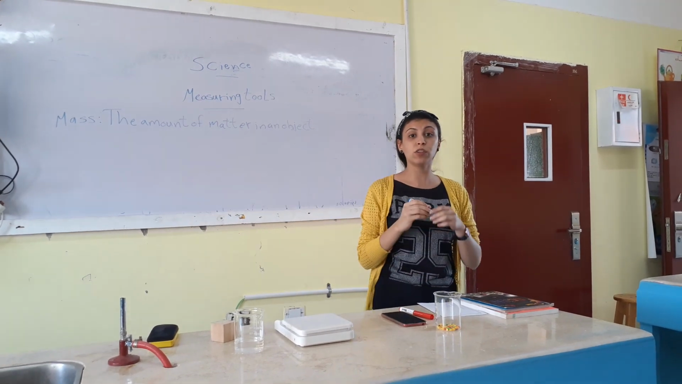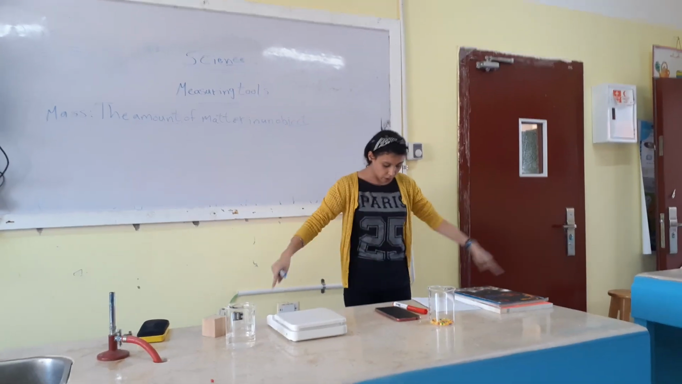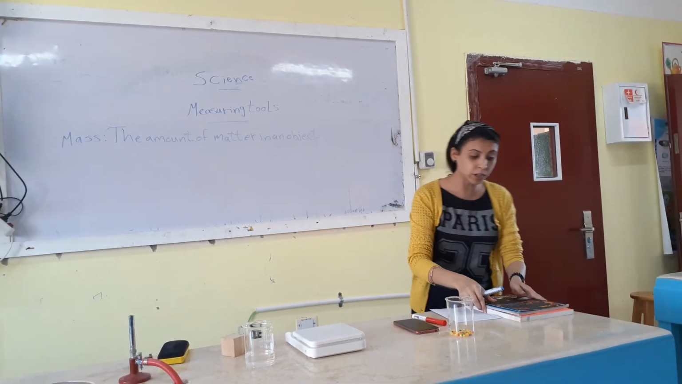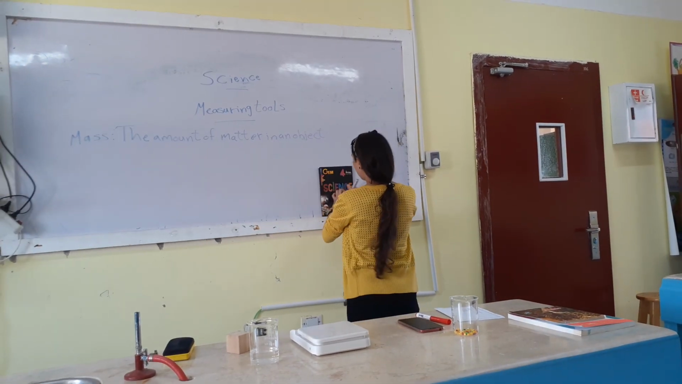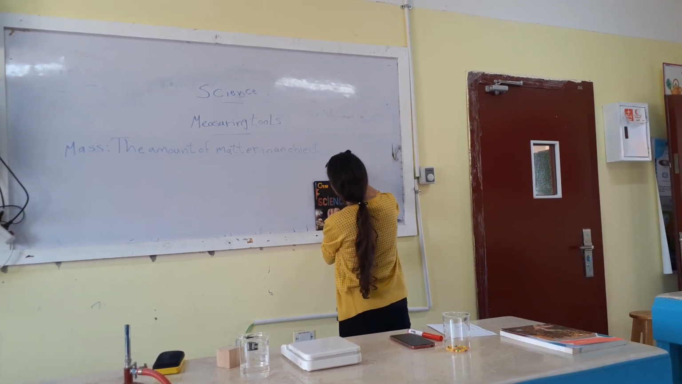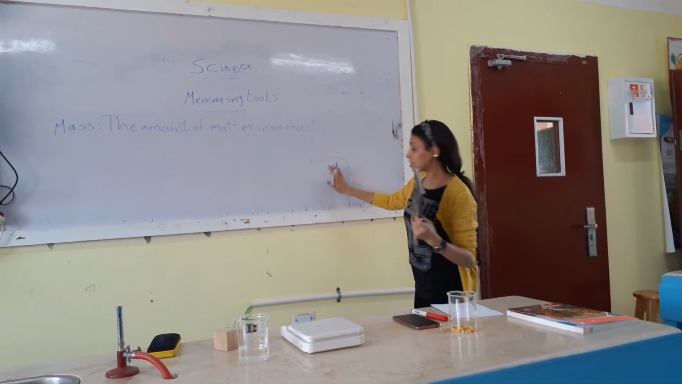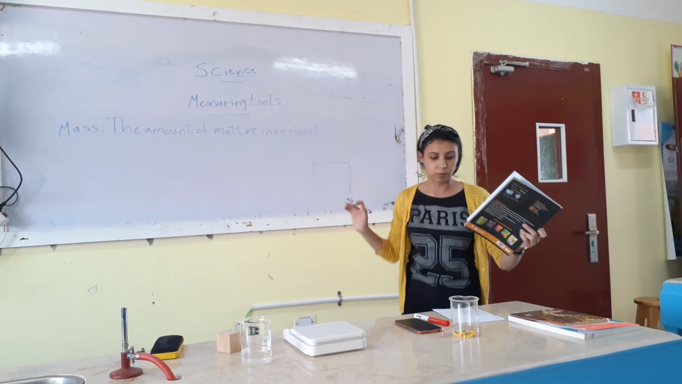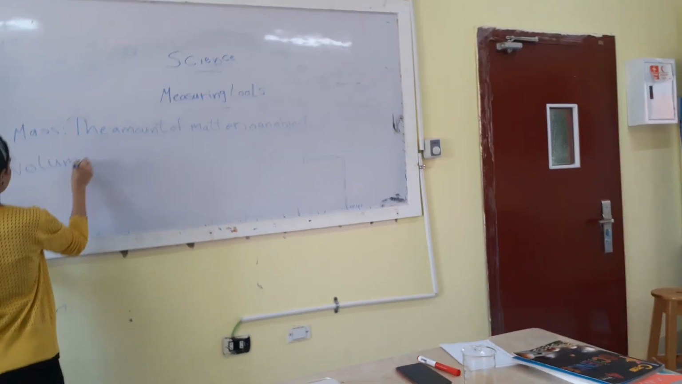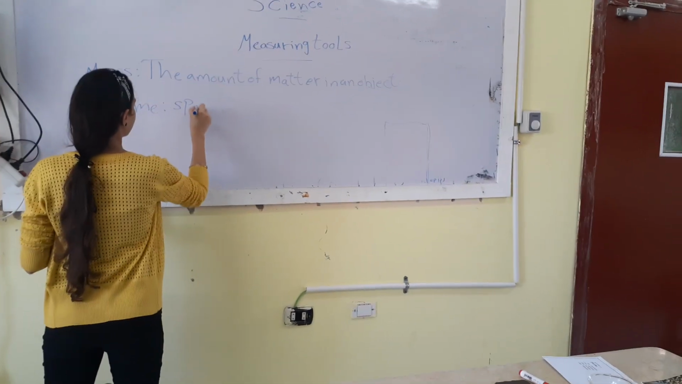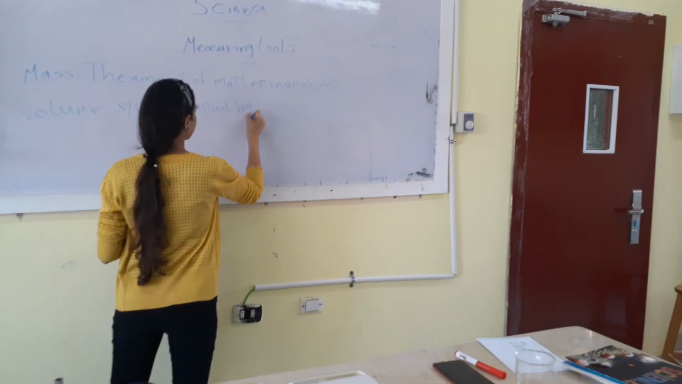Volume is the space occupied by matter. Everything around you takes a space. I take a space from this area. This book takes this space on this page, or takes a space on the board. Okay, this area is its volume. The volume is the space occupied by matter.